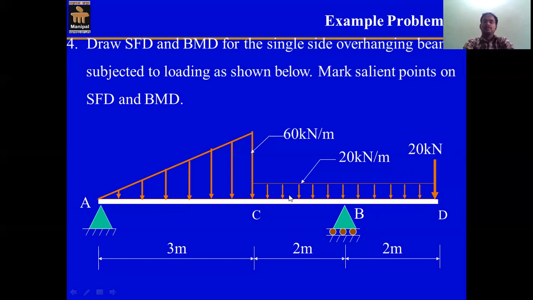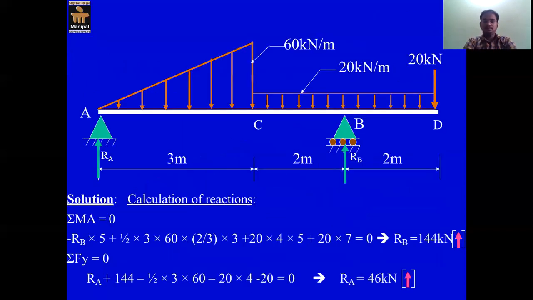Now let us see, what are the general steps involved here? First of all, we should determine the reaction forces. Reaction forces can be found by taking moments about a point, or a support, summation of moments equal to 0, and summation of vertical forces equal to 0. That principle is used to find the reactions at A and B. Calculation of reactions is the first step. So we find the reactions RA and RB by using the formulas.